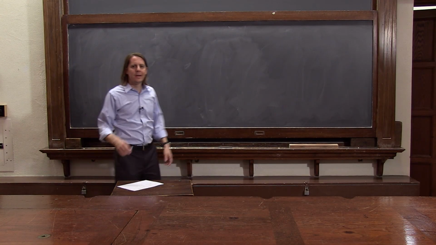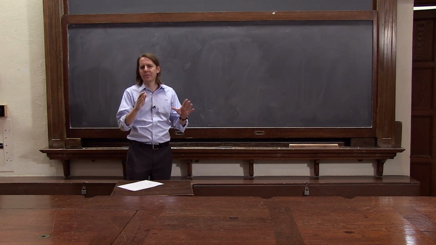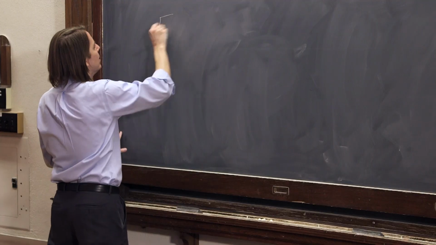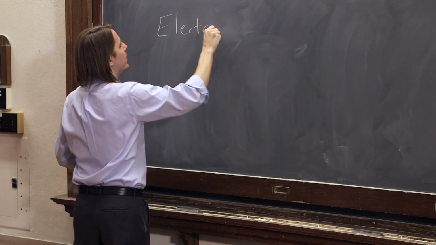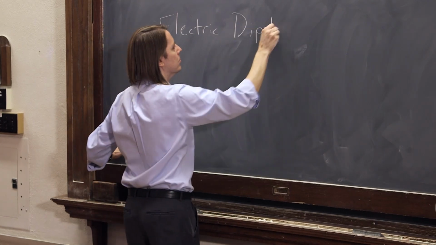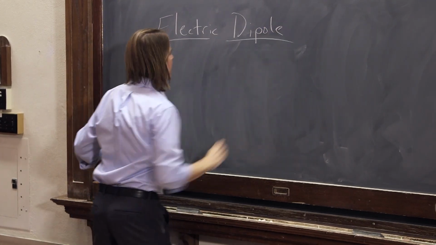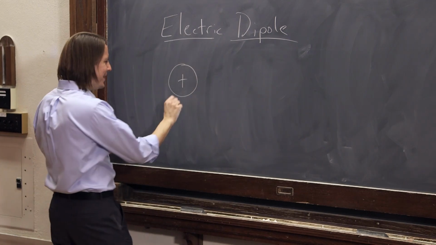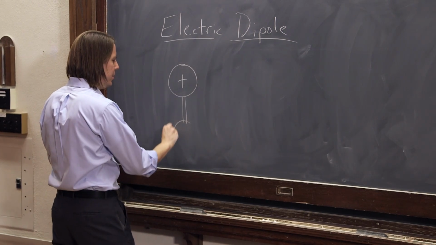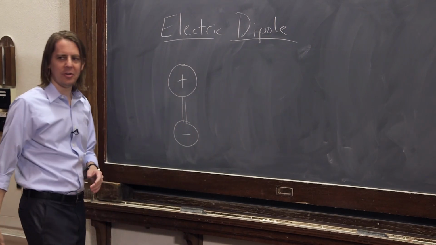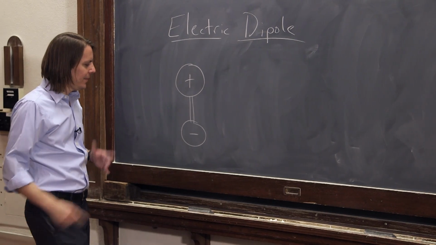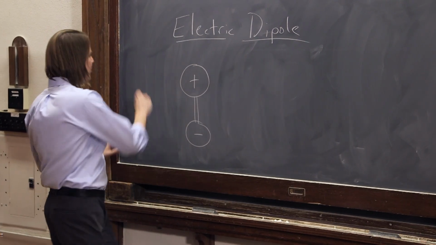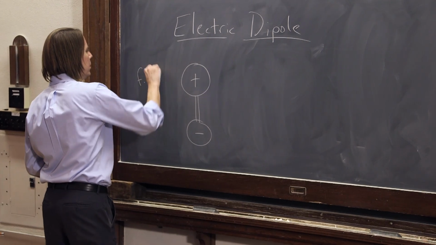Let's compare this bar magnet to electrostatics, because we're really good at electrostatics. Let's think about something called an electric dipole. If we have a positive charge here, and we connect it to some negative charge with a little stick, an imaginary stick that keeps them separated, that's a dipole. It has two poles, a positive pole and a negative pole.